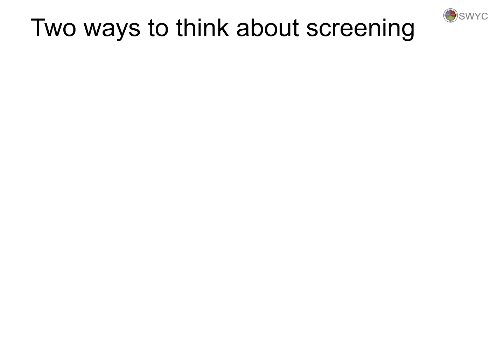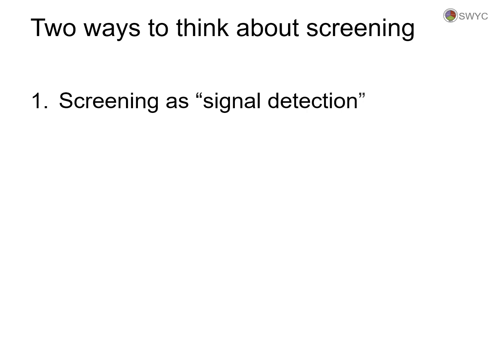To summarize, there are at least two different ways of thinking about screening. One is like radar, the signal detection way. If you buy into this way of thinking, you care a lot about whether or not screening questionnaires are validated, and in particular, whether they accurately detect the problems you're looking to screen for. This also has implications for how screeners are used.